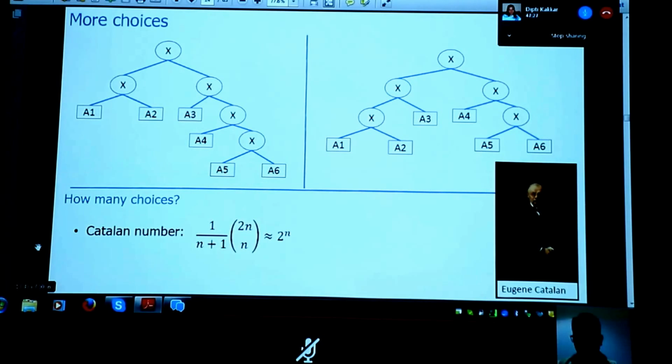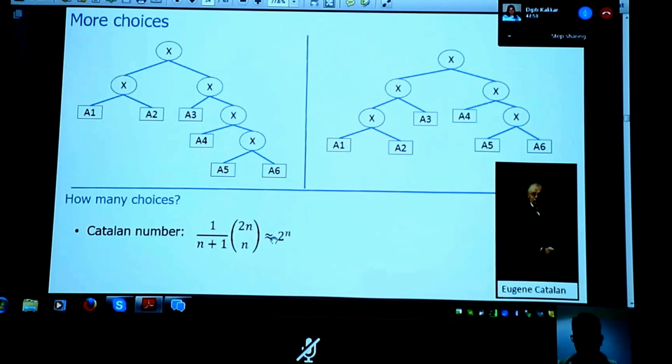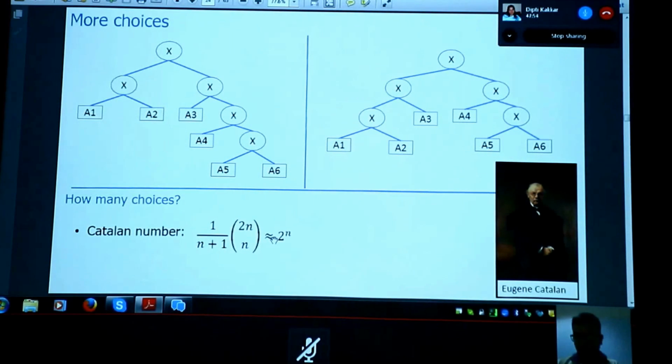Anyway, there are 2 to the n of them, right? That's the point. There are too many of these choices. So you can't write a naive method. If you go with the naive method of trying out all possible choices, then you are going to run in exponential time. So we are going to do better. We will derive a polynomial time algorithm for this problem. Any questions?